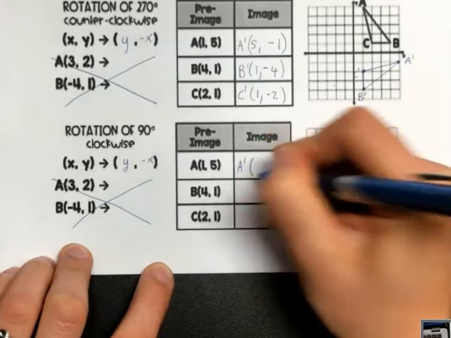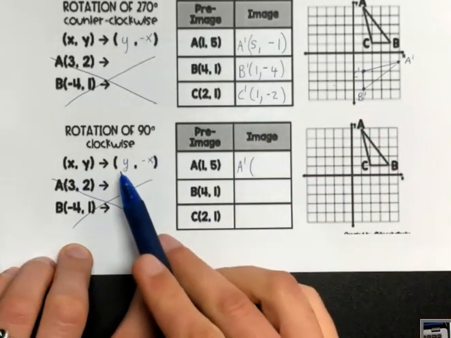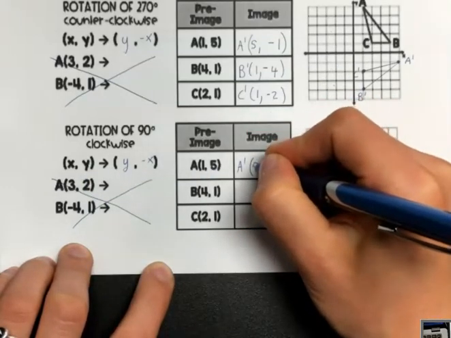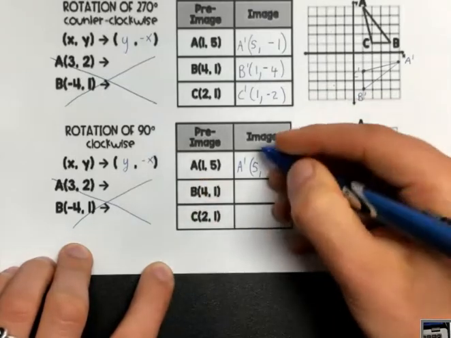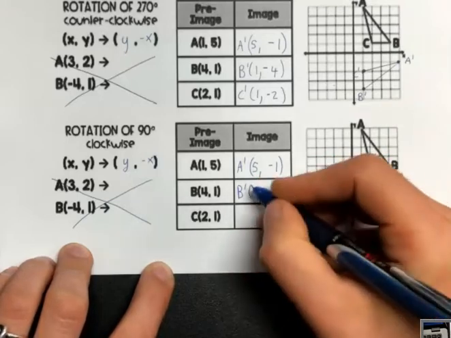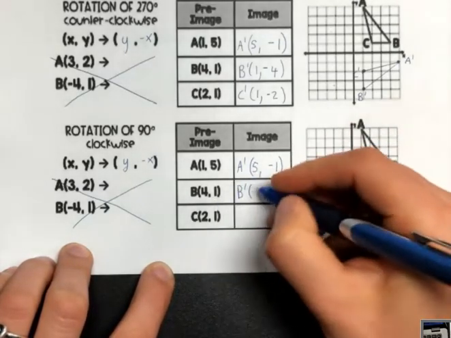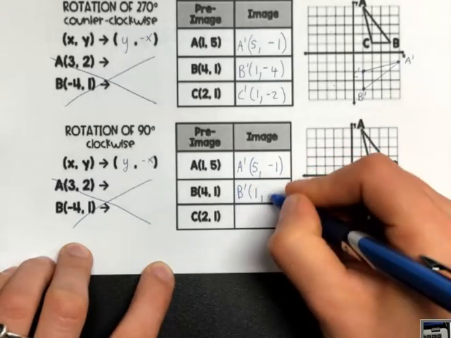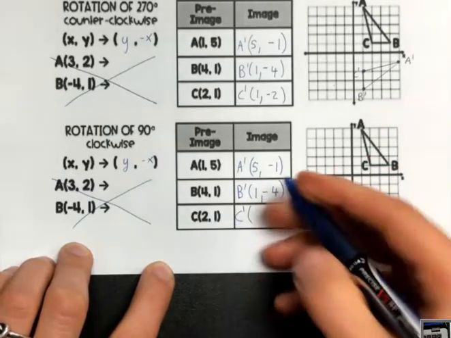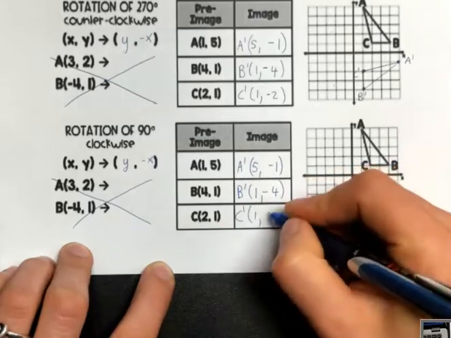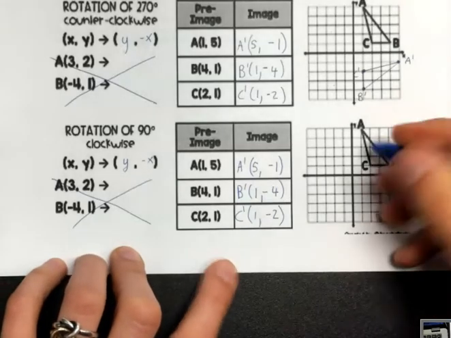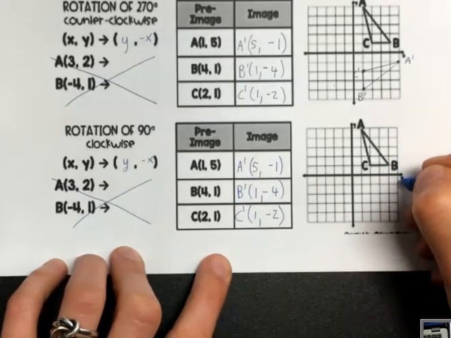So A prime has my y was 5, so 5, and then I'm going to make my x term negative, so negative 1. B prime, I'm going to put my y term first, so y was 1, and then I'm going to do a negative x. And C prime, I'm going to put my y first, which was 1, and then I'm going to go ahead and do a negative x. Now I just got to graph this. So 5, negative 1.